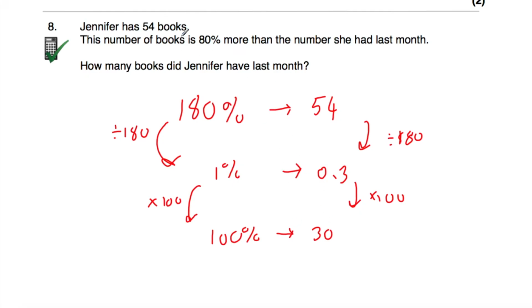So that means that last month she had 30 books, and if you were to increase that by 80%, you'd get 54. So the question says, how many books did Jennifer have last month? The answer is 30. She had 30 books last month, and that's it. Okay, so now let's have a look at how we would approach this question using multipliers.